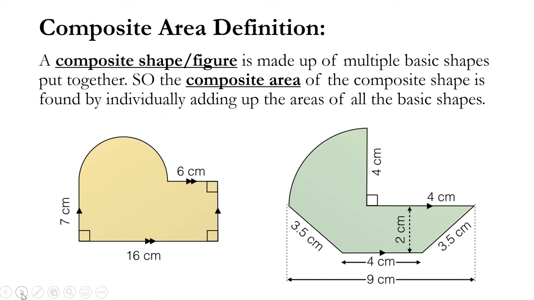To start, we should probably define what composite area is so we know what it is that we are solving. Composite area is finding the area of a composite shape. A composite shape or figure is a shape or figure that is made up of multiple basic shapes just added together. When we find that composite area, we're going to be finding the individual basic shapes' areas and then adding them all up together.